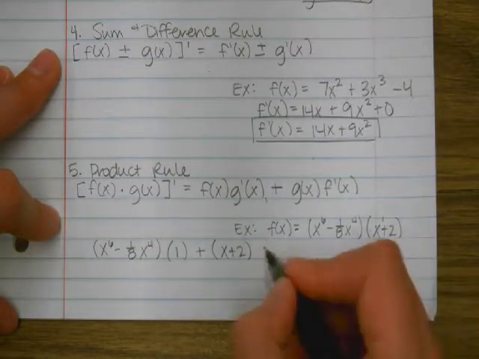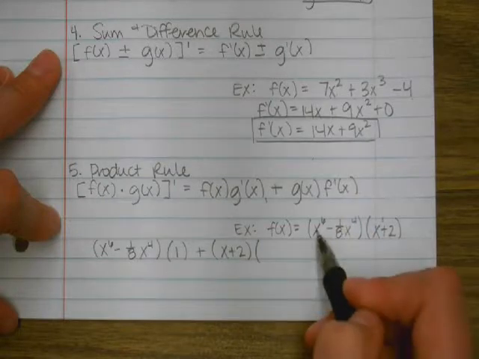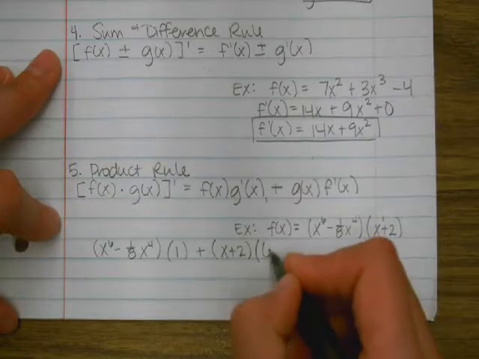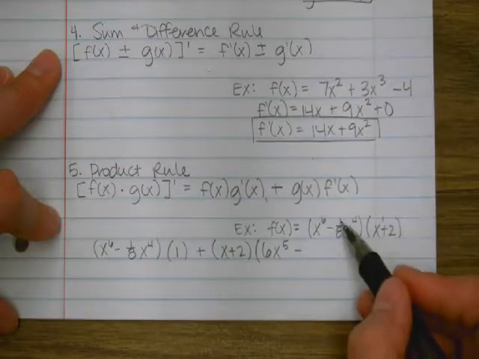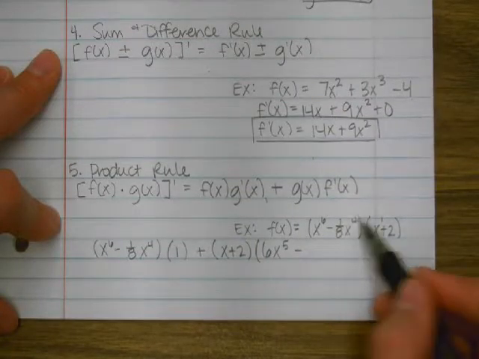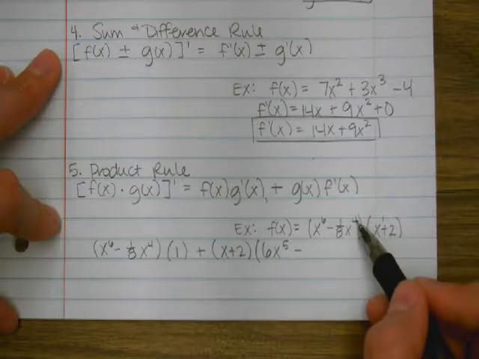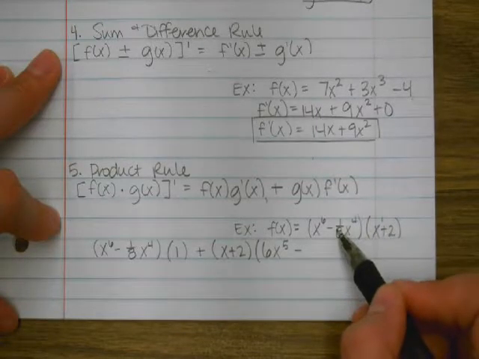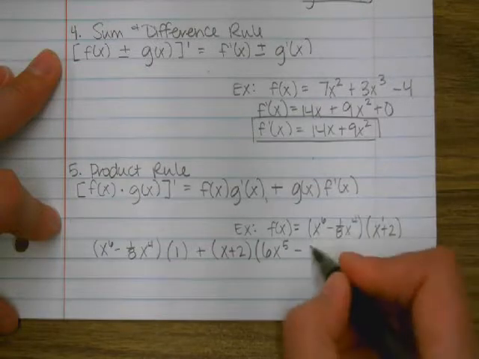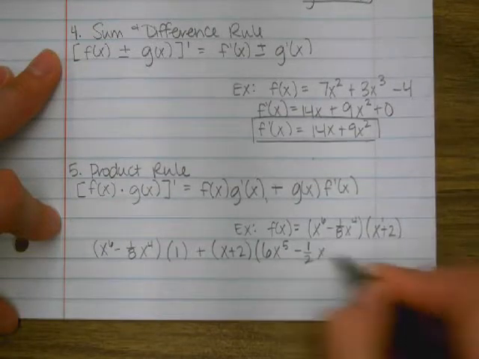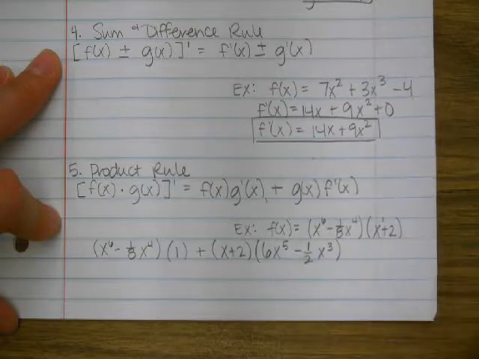And then we're going to add the second one, so x plus 2, times the derivative of the first one. So the derivative of x to the 6th would be 6x to the 5th. The derivative of negative 1/8 times x to the 4th, we would take these exponents and multiply them. So 4 multiplied by negative 1/8 would be negative 4/8, and that's the same as negative 1/2. x to the, drop it by 1, we get third.